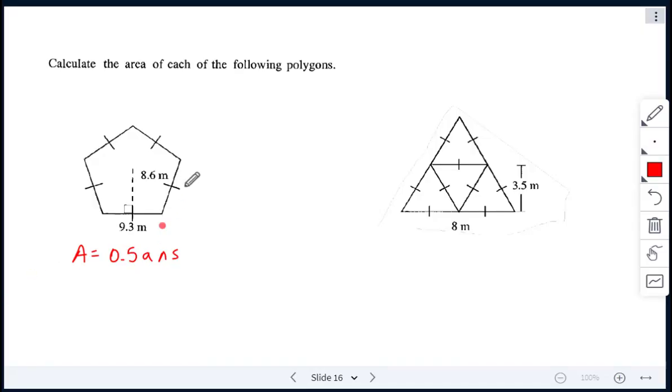Okay, so our first example here, we have a regular polygon, and our formula for the area of a regular polygon is A equals 0.5 ANS. A is the apothem, which is 8.6. N is the number of sides, which is 5. 1, 2, 3, 4, 5. And then S is the side length, which is 9.3 meters. All right, so we'll substitute all of that into our formula.